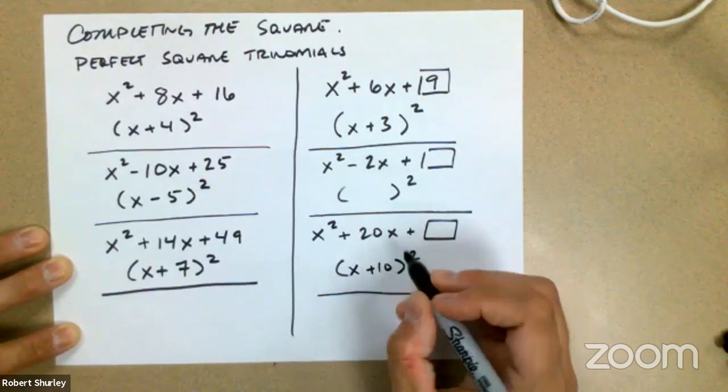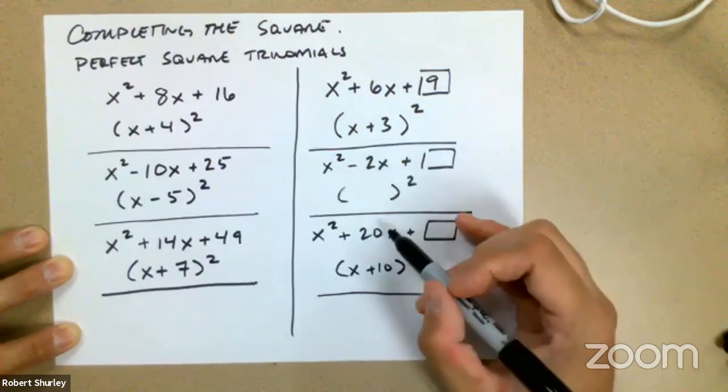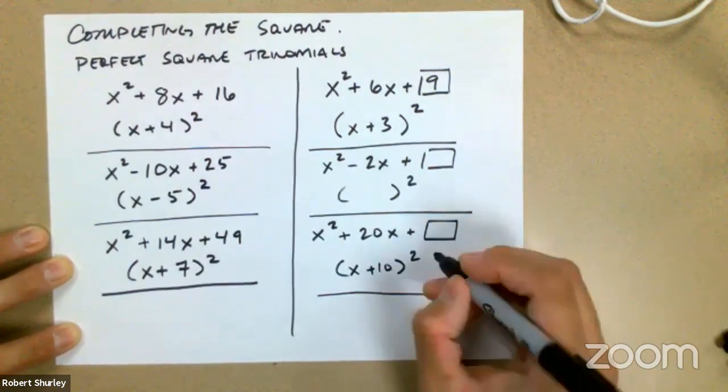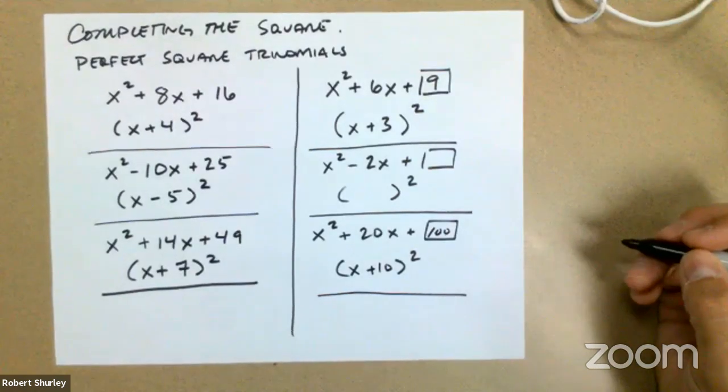Positive 20 divided by 2 is 10. And it keeps the sign, right? Like negative 10 divided by 2 is negative 5. And then the 10 squared, so the 100 is going to go right there.